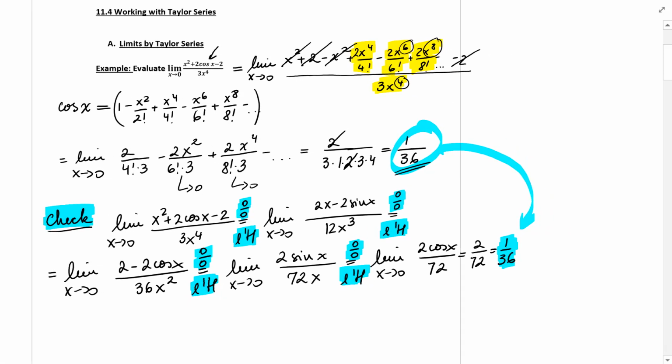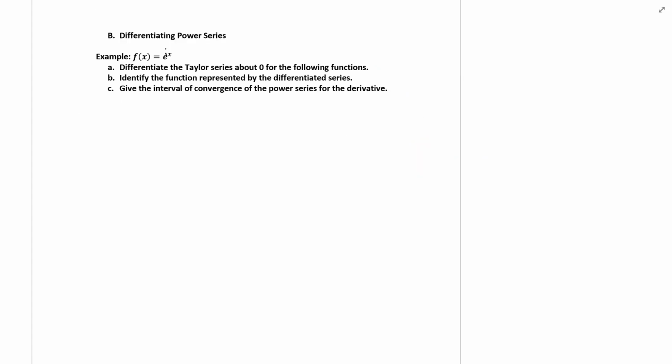So it's up to you to decide which method works for you now that we know more than one method. And also think about it, this problem could have had L'Hopital applied 10 times, right? So maybe a Taylor series would be more appropriate. Now let's solve my favorite problem on this topic.